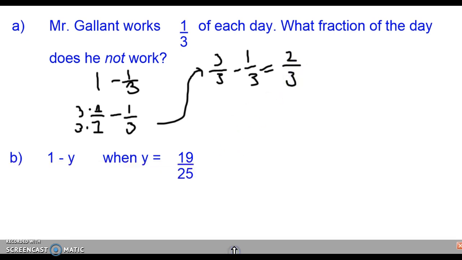And this is another problem where we are using evaluation. So it says 1 minus y. Go ahead and try this one on your own. Pause the video and come back when you're done.